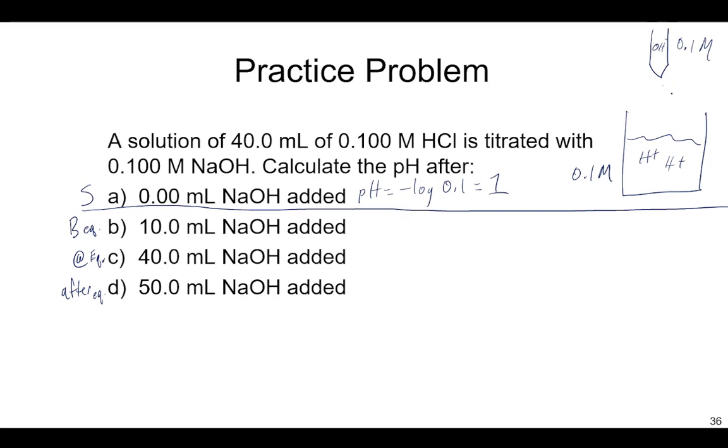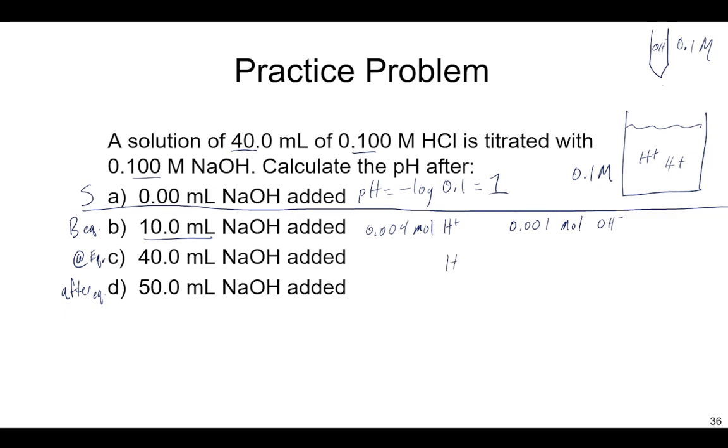Because now we're going to be adding some base to it, and the volume is going to be changing. So we have to do all 6 steps here. Moles of acid, well, 40 mils of 0.1, you should get 0.004 moles of H+. Moles of base, 10 mils of 0.1 is 0.001 moles of base.